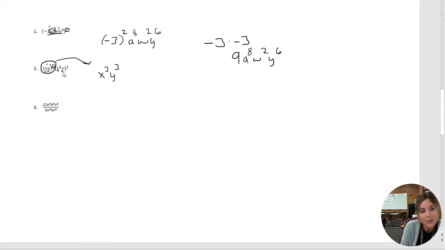Okay, now let's do the second set of parentheses, and let's do that same thing. So x to the 3rd raised to the 2nd is going to be x to the 3 times 2, which is 6. And then y to the 1st raised to the 2nd is going to be y to the 1 times 2, which is 2. Okay, all of these are now being multiplied together. So I'm just going to rearrange the order so that we have like bases together.